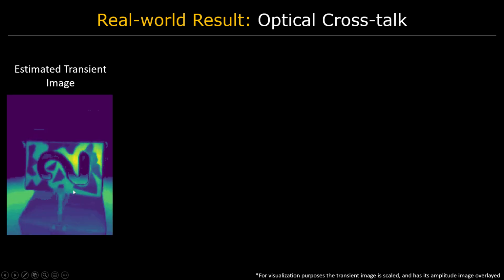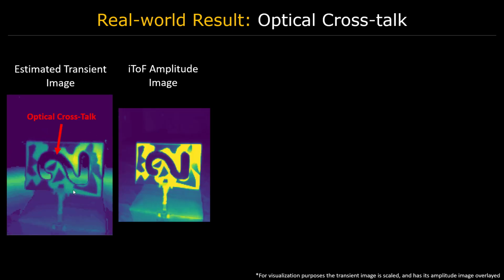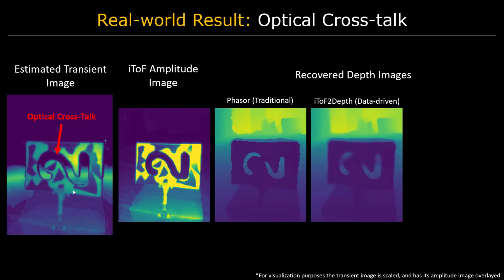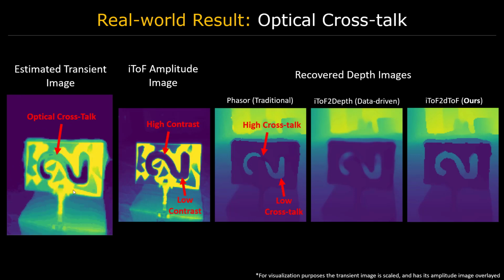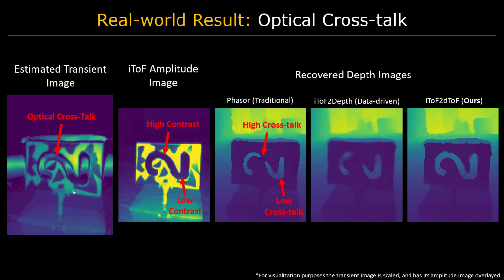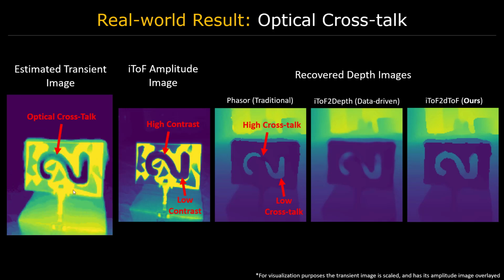In this result, we can observe the optical crosstalk when the light signal in the transient image hits the planar target. The signal in the high albedo foreground regions leaks into the low albedo background pixels inside the number 2. This leads to incorrect depth estimates for the background pixels. iToF2dToF produces the correct depth image by using the prior knowledge that crosstalk errors are significant in high contrast regions. So, in those regions, the correct depth will be the second peak in the transient.